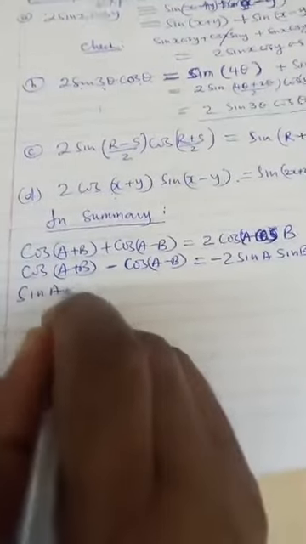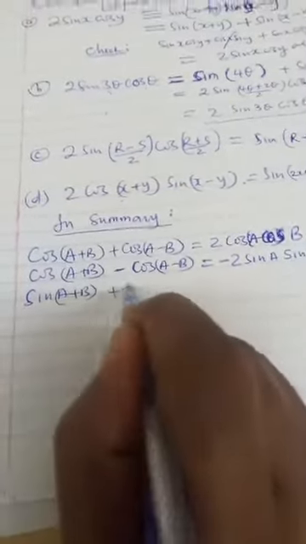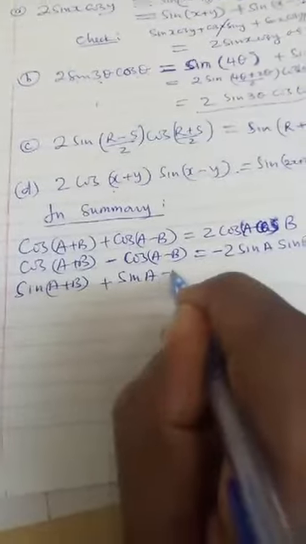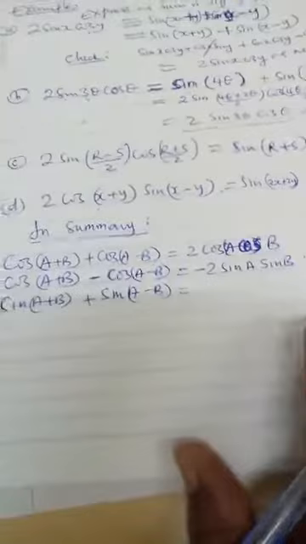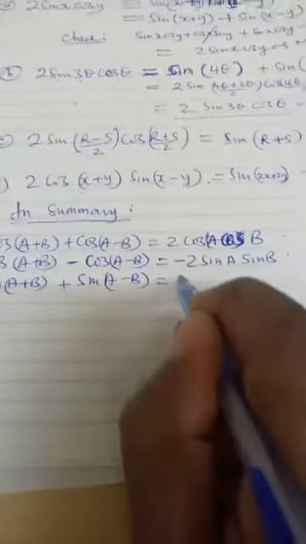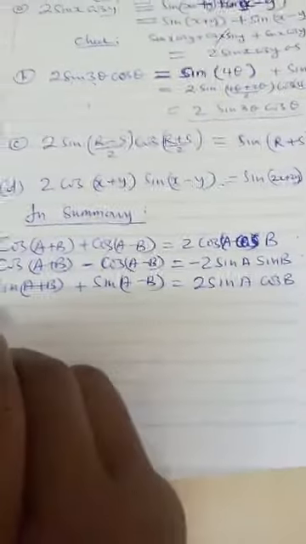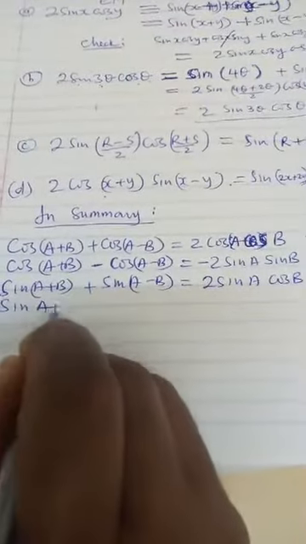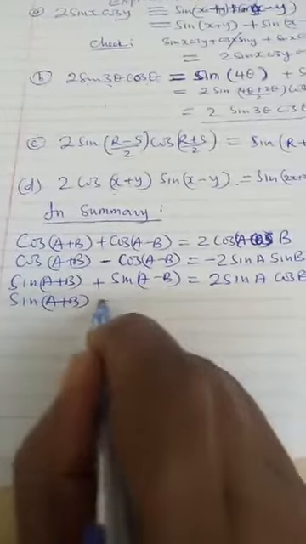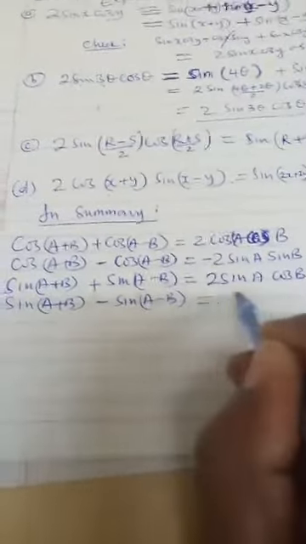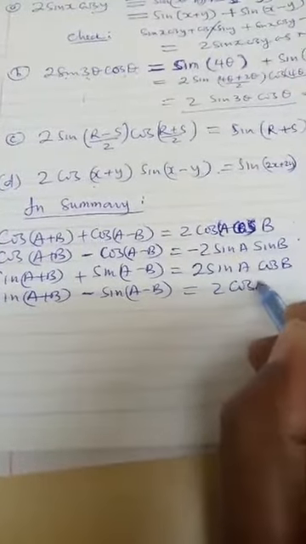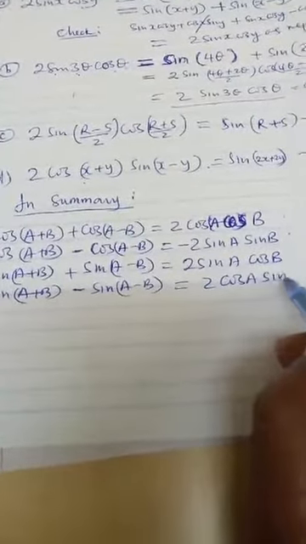And if we have sine of a plus b plus sine of a minus b, we've said that we get 2 sine a cos b. And we say also that if we have sine of a plus b and we take away sine of a minus b, we get 2 cos a sine b.